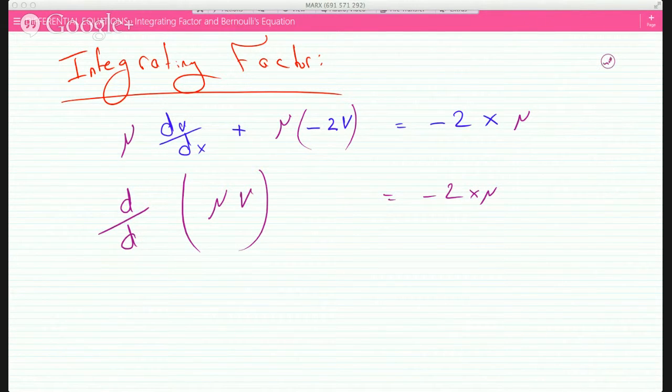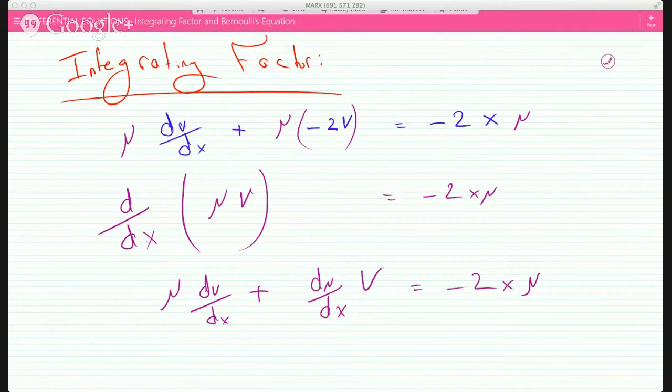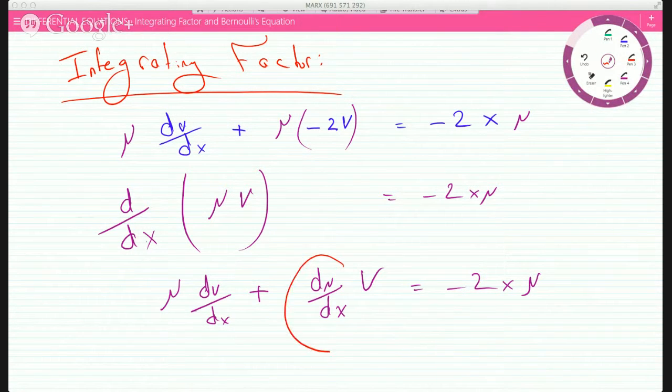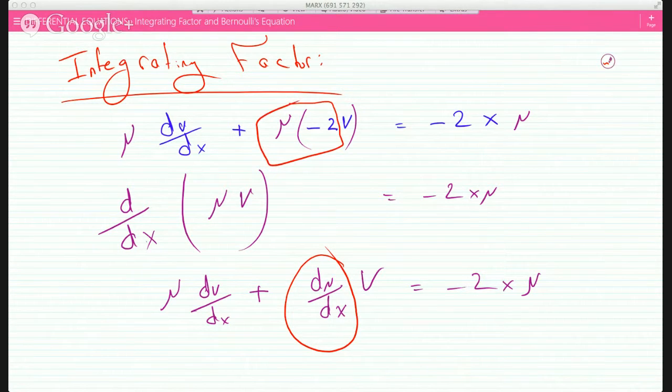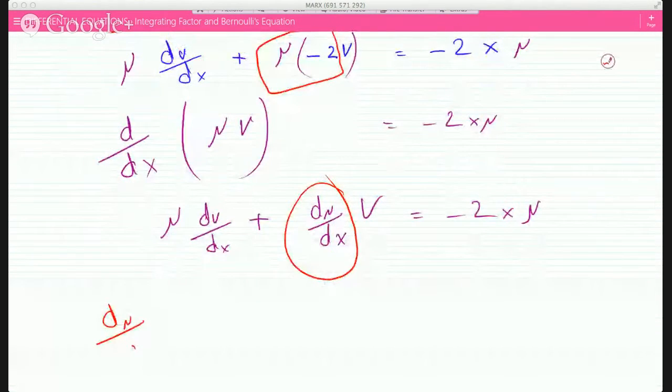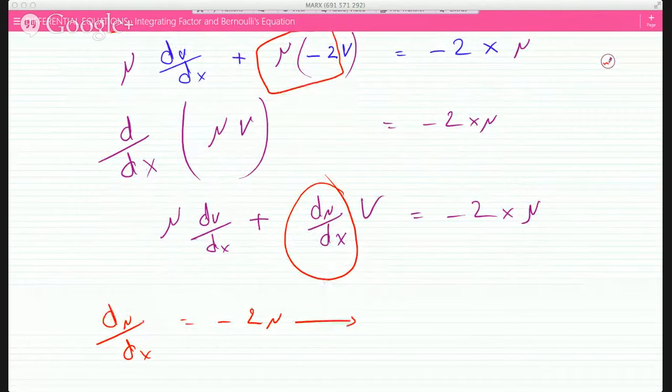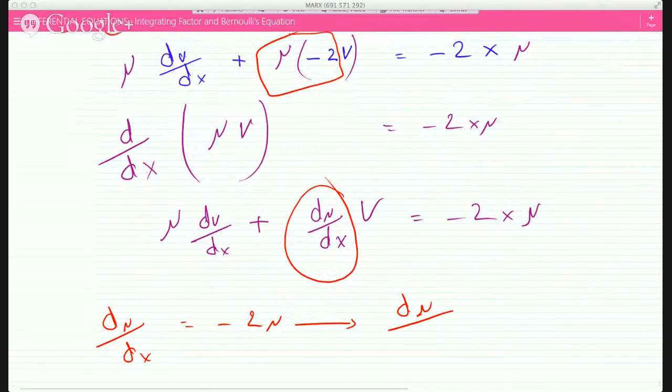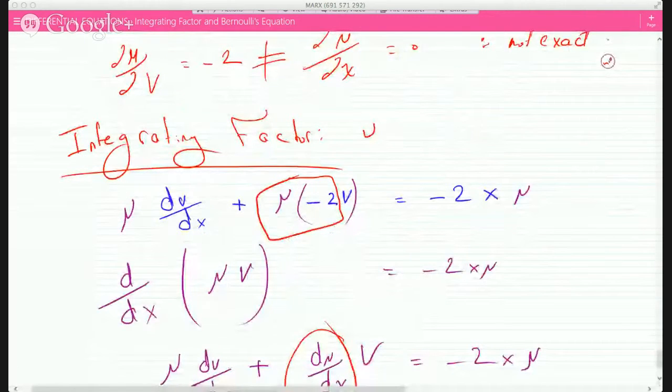So if I do apply the product rule, what do I get? d over dx of mu v. Alright, let's do the dv over dx first. So mu dv over dx plus d mu over dx times v, and as such this has to equal this for these two to be the same. No? So d mu over dx is to equal minus 2 mu. Separation of variables. Mu is my integrating factor.